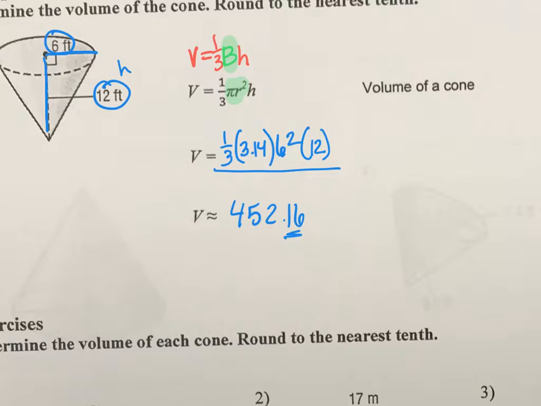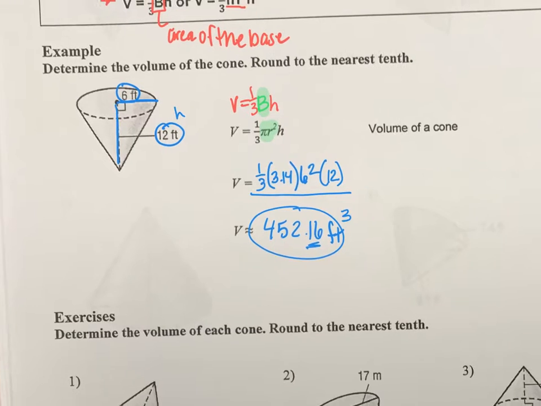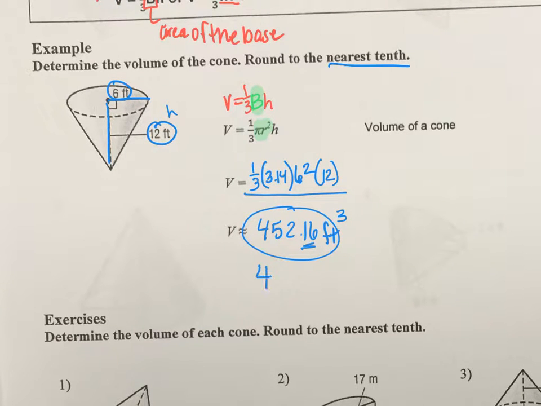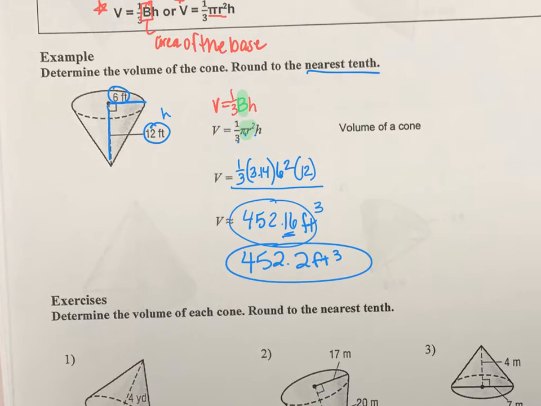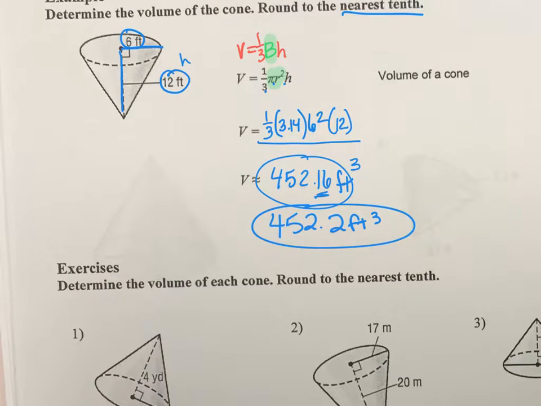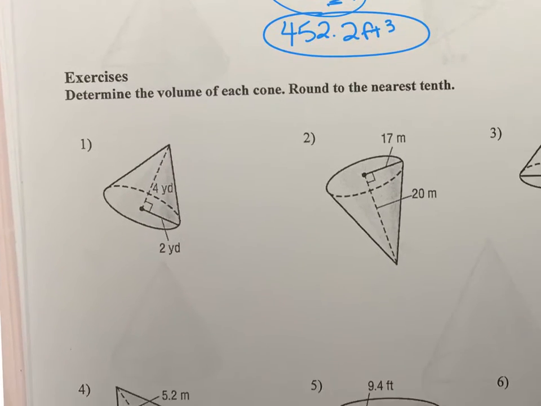It's 452, I'm sorry, feet cubed, to the 3rd power, because we're talking about volume. But it said round to the nearest tenth, so it's 452.2 feet cubed. So that's the volume of a cone. And remember, this formula is all multiplying. You're multiplying all of those together. I didn't use parentheses on that one, so I think it'll be okay without parentheses.